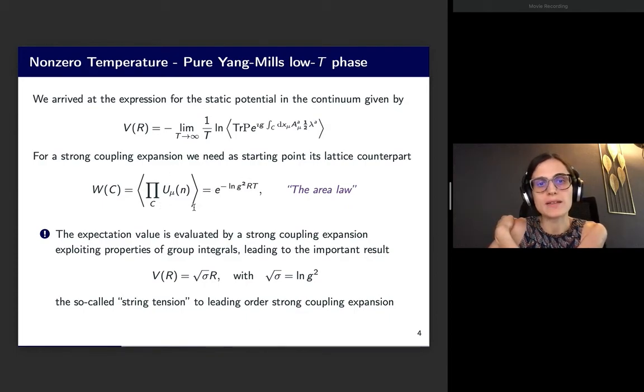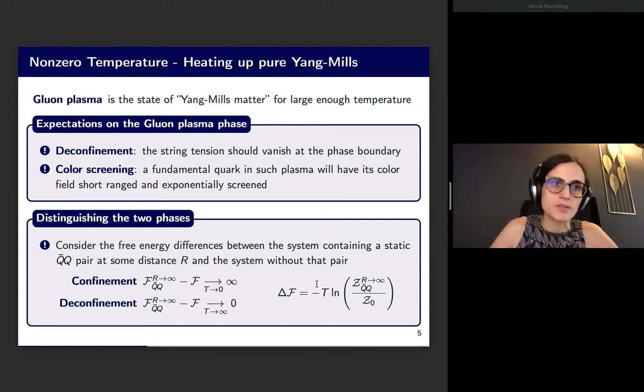And this is where we get the famous area law for the Wilson potential. So the important result is that the potential, V as a function of R, depends linearly on the interpair distance, with a coefficient, which is what I'm indicating by square root of sigma in this case, which is related to the logarithm of the square of the coupling, and which is what we call the string tension. This is a very important result that was obtained already in the 70s, and it holds at leading order in the strong coupling expansion.